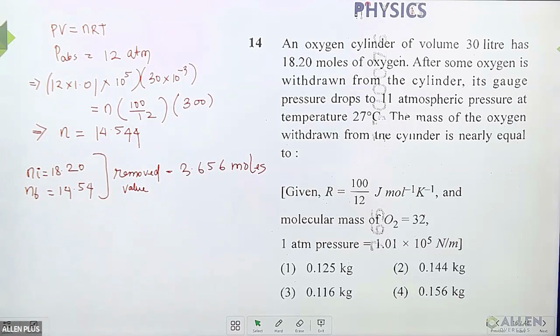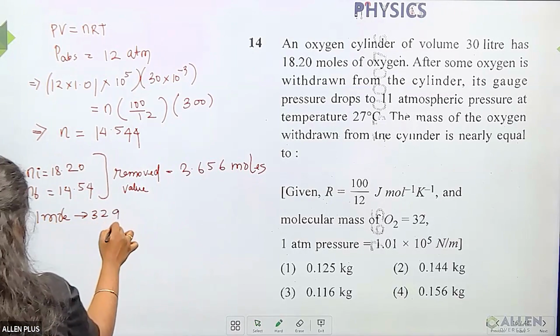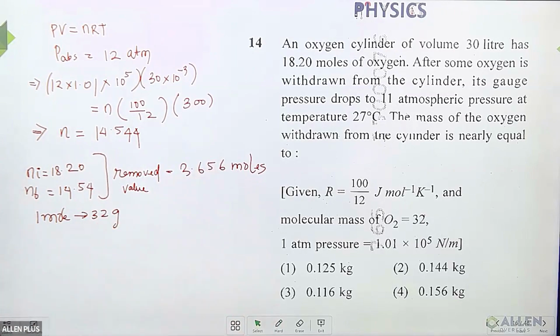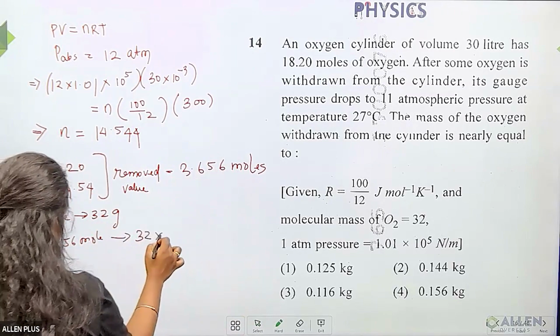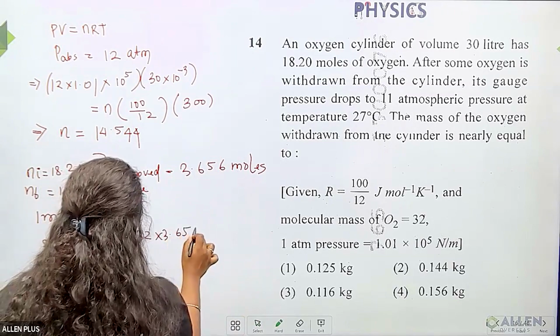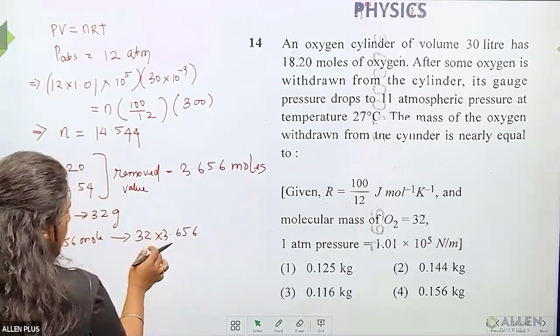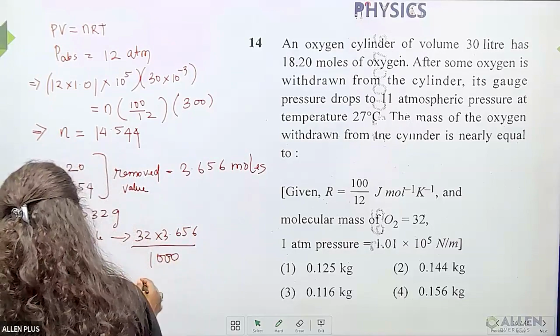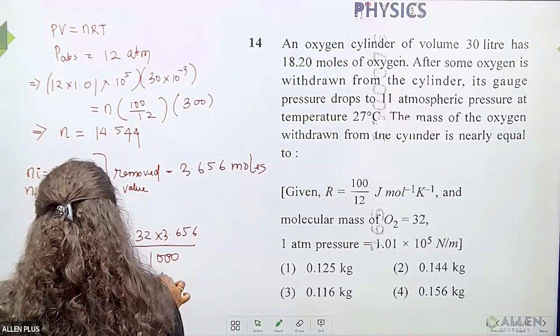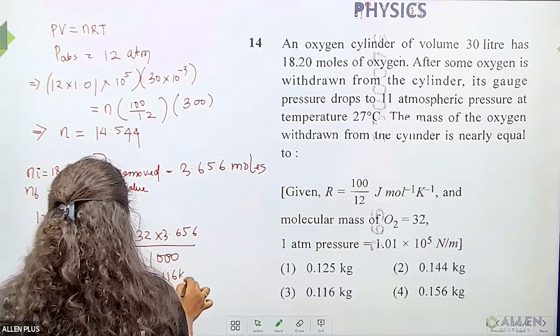Now in this condition, 1 mole corresponds to 32 gram. For this much mole, we have to find the value in kg. So 3.656 moles corresponds to 32 into 3.656. This value will give you the answer in grams. We need it in kg, so divide by 1000. The value will be nearly equal to 0.116 kg.